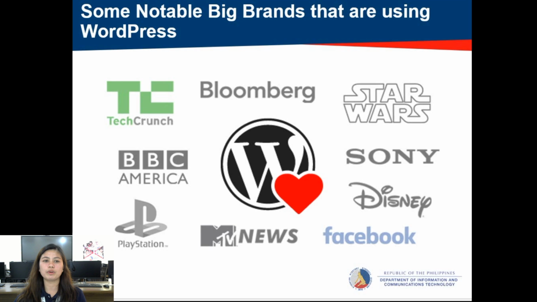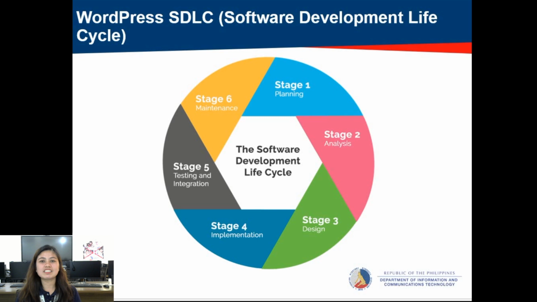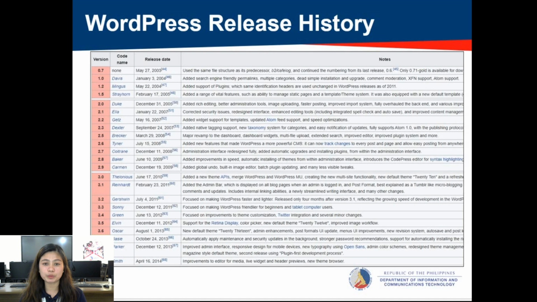So WordPress SDLC has 6 stages. First, we have the planning, analysis, design, implementation, testing, integration, and the maintenance. So here is the WordPress release history, started on May 27, 2003. And the latest version is 5.4.2. WordPress decided to adopt a regular release schedule every 3 to 4 months. So wag po tayong magtaka if may mga bagong releases si WordPress. So trivia: WordPress versions are codenamed after well-known jazz musicians from version 1 until today's.